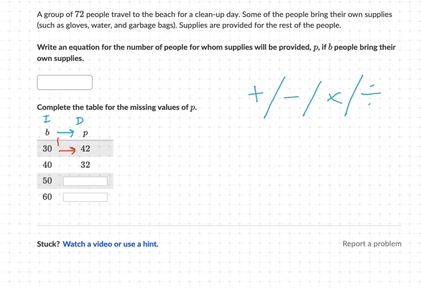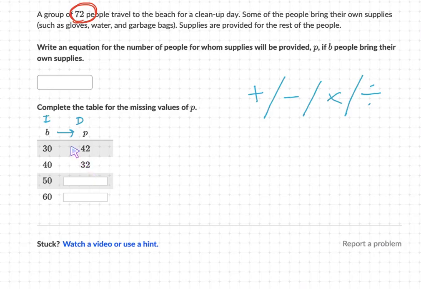So maybe there's something else in this problem that we're going to have to read. Let's see. There's a 72 here that we haven't really paid attention to. How is 72 maybe related to each of these pairs? How is 30 and 42 related to 72? How is 40 and 32 related to 72? There's a total of 72 people. If 30 people bring their own supplies, we're only providing supplies for 42 people. If 40 people provide their own supplies, we're only providing supplies for 32 people.